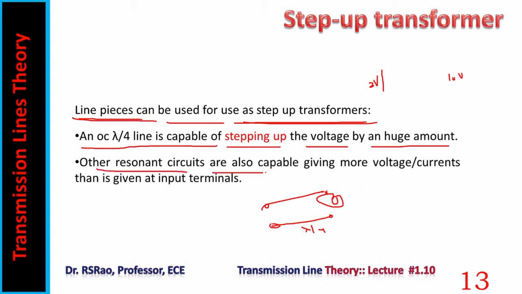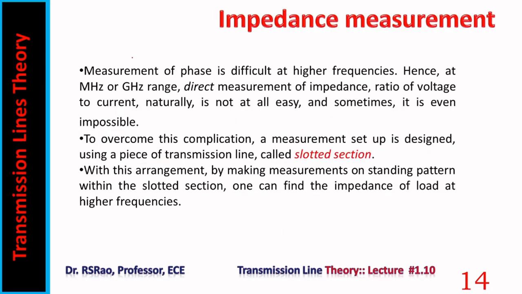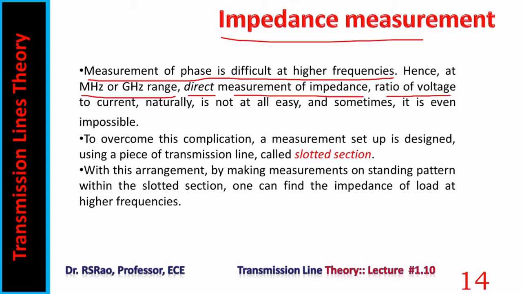Other resonant circuits are also capable of giving more voltage and current than is given at the input terminal. So pieces of lines are useful to step up the voltage. Impedance measurement: another secondary application. Measurement of phase is difficult at high frequencies. Hence, at megahertz or gigahertz range, direct measurement of impedance, the ratio of voltage to current, naturally is not at all easy, and sometimes it is even impossible.